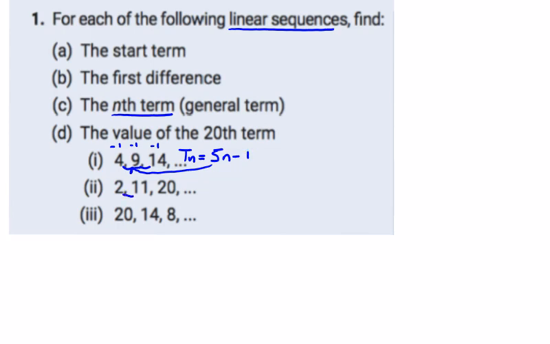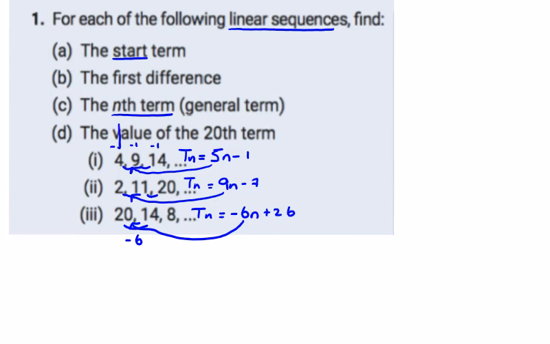For the second one, we have 9. So Tn is equal to 9n. How do I get from 9 to 2? I take away 7. And Tn for the third one, be careful when they're decreasing, the difference goes down, so the difference is minus 6, minus 6n, and then I say, how do I get from minus 6 to 20? I'd have to add 26. The start term for them all, just the first number, and the first difference is the number in front of n here for all my terms.